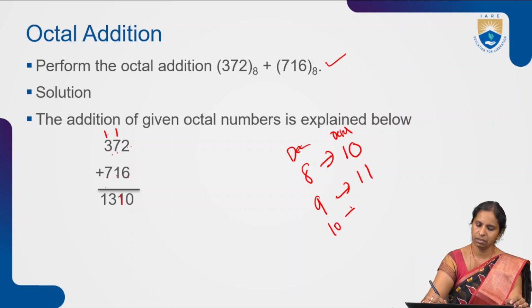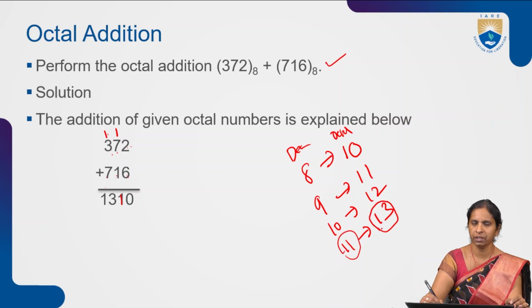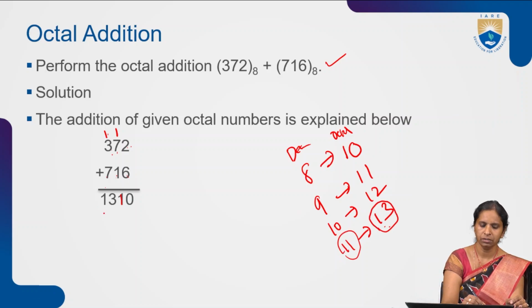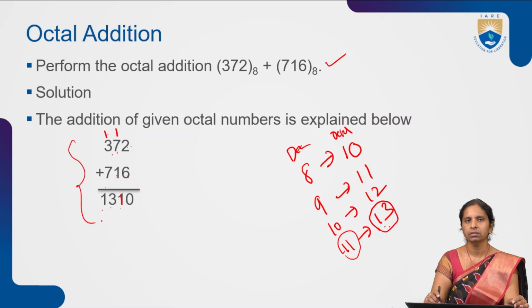So, what is 10? Nothing but 12. And what is 11? 13. Therefore, the number 11 in the decimal number system, the equivalent number in the octal number system, equals 13. Therefore, the answer is 1310.